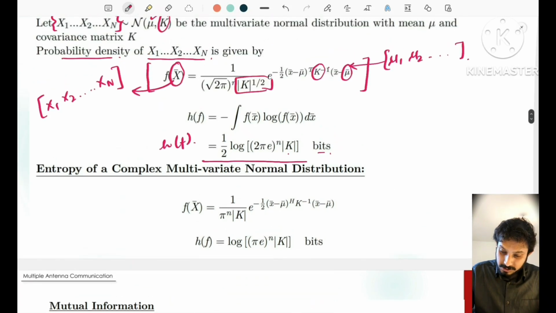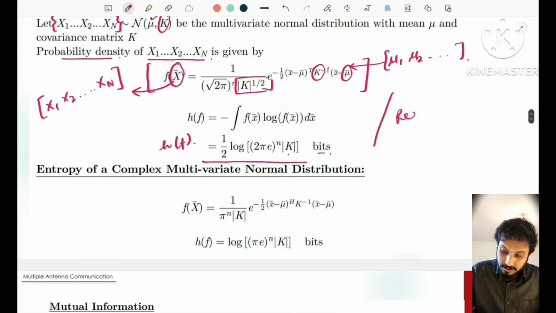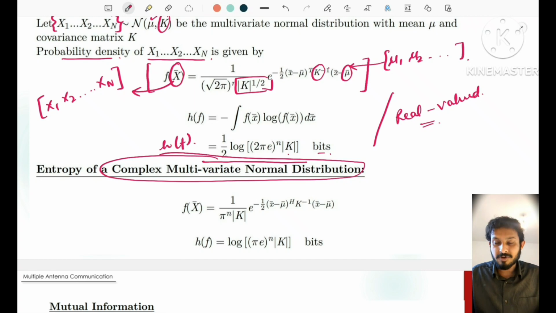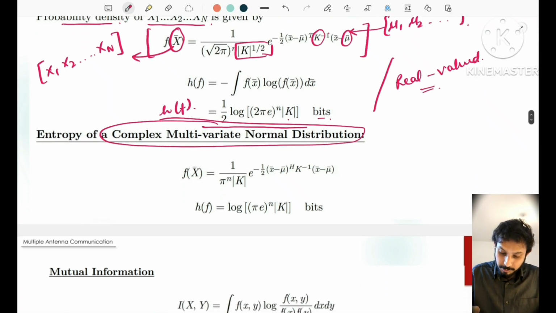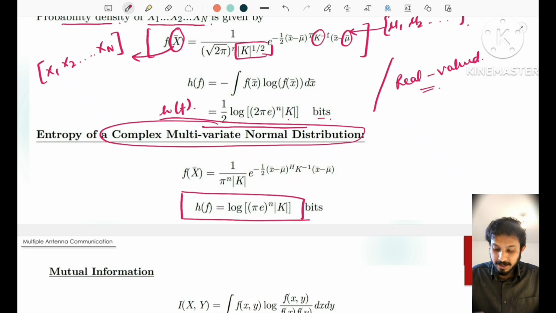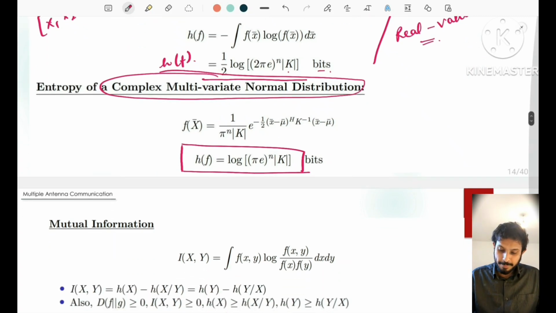Since this was for real valued, we also need to understand the complex multivariate normal distribution, because in a channel we usually have complex values. So for the complex case, we have the entropy as log pi e power n magnitude of covariance matrix.